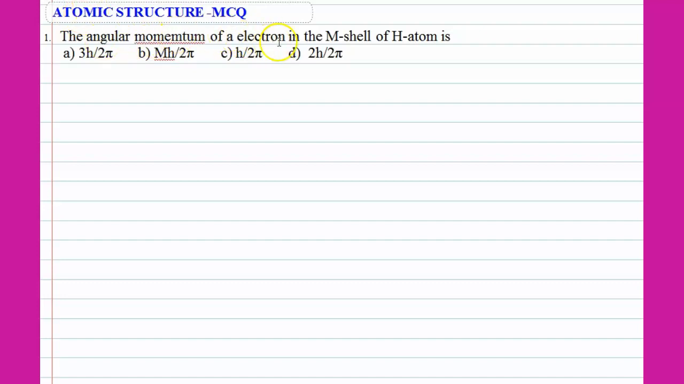The angular momentum of an electron in the M shell of a hydrogen atom is... options are given. So students, here we know very well, M shell means, actually K means 1, L means 2, M means 3. So M shell means n value is 3. We know the angular momentum mvr equals nh by 2 pi. Substitute the value, n is 3, so 3h by 2 pi. So the answer is option A.